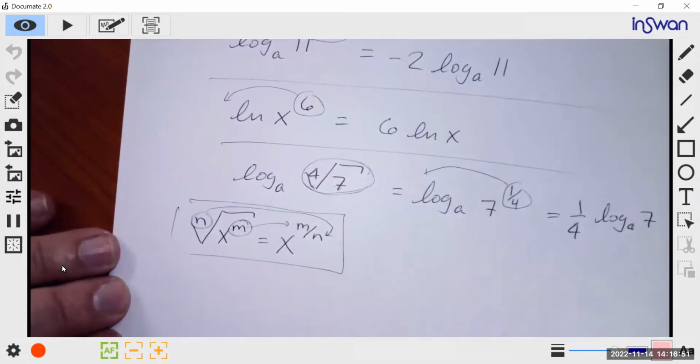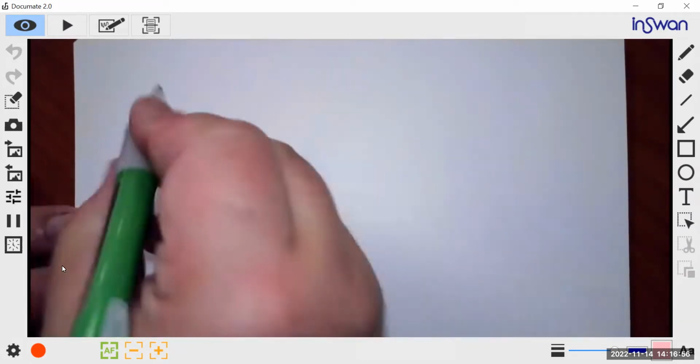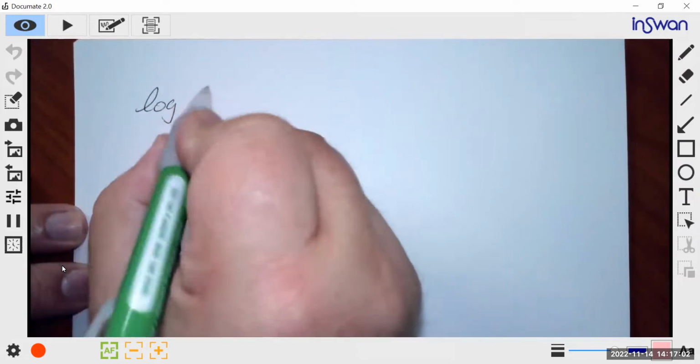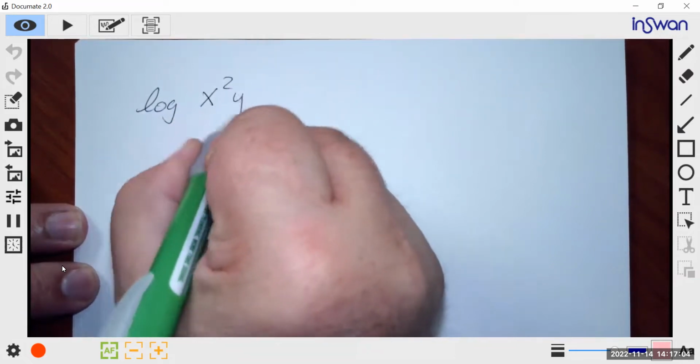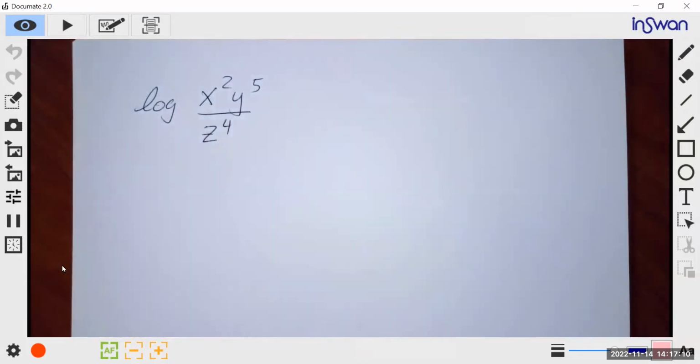Okay, let's look at some bigger ones. All right, let's see who gets this one right. Let me see which one I want to use. Log x squared y to the 5th over z to the 4th. Expand that for me. It's not that bad.